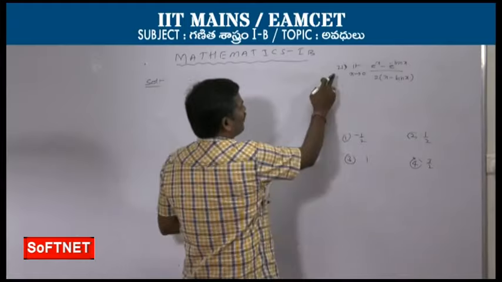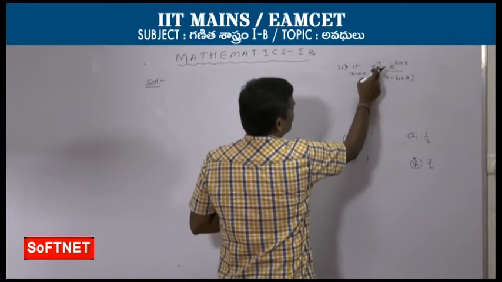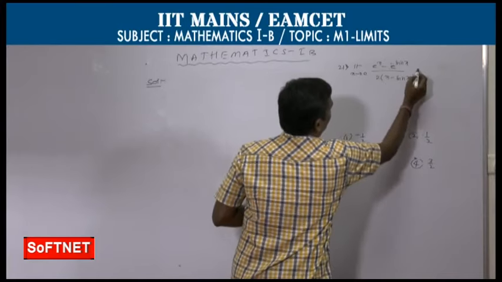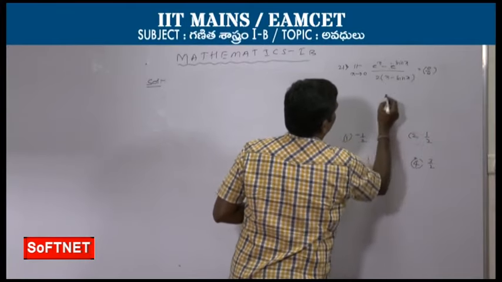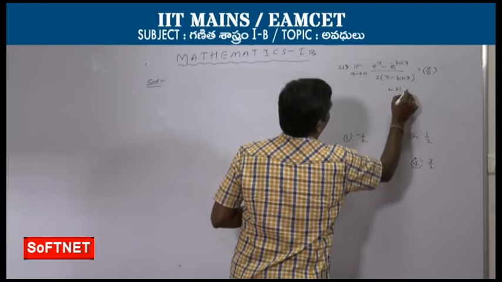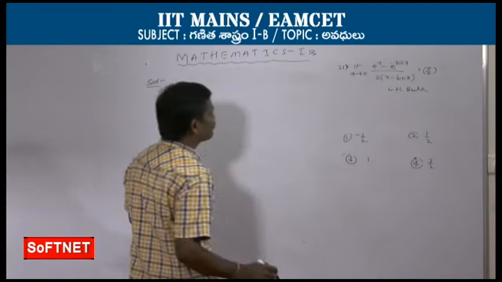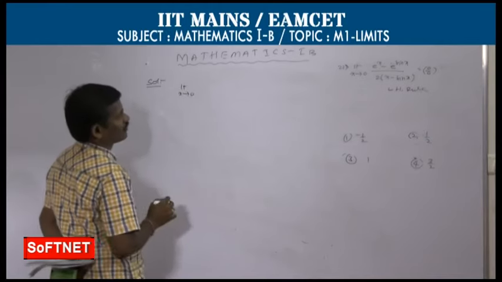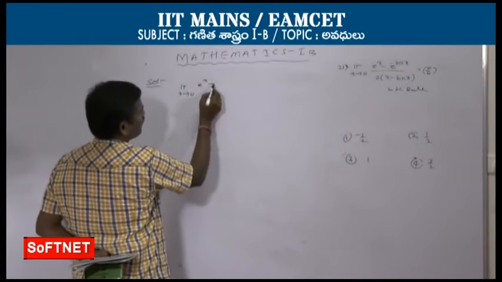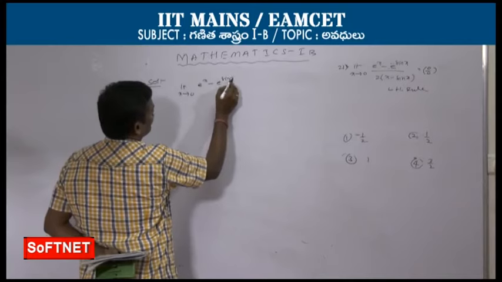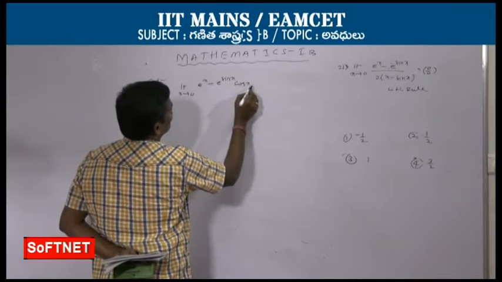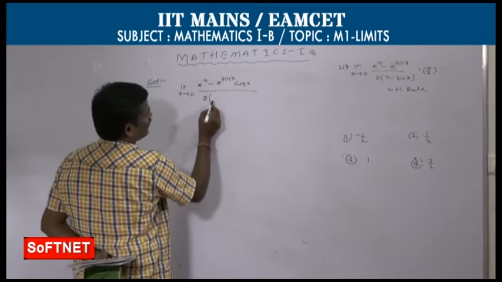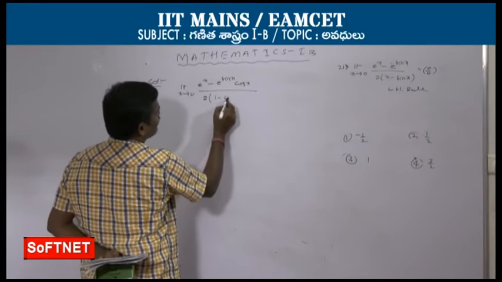Question 21: limit as x tends to 0 of (e^x minus e^(sin x)) over 2(x minus sin x). It is a 0 by 0 form, so we use L'Hospital's rule. Direct limit as x tends to 0. The first derivative of the numerator: e^x minus e^(sin x) times the derivative of sin x, which is cos x. In the denominator, 2 is constant, the derivative of x is 1, and the derivative of sin x is cos x.